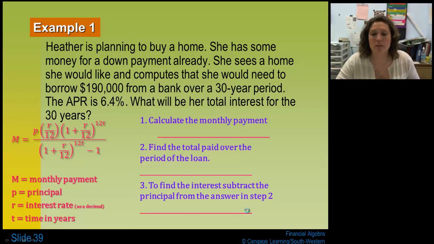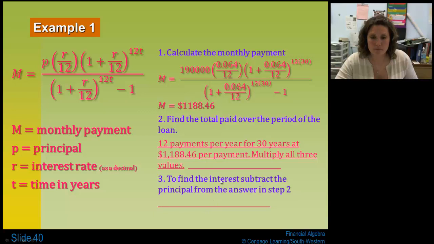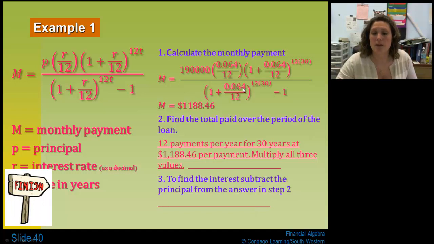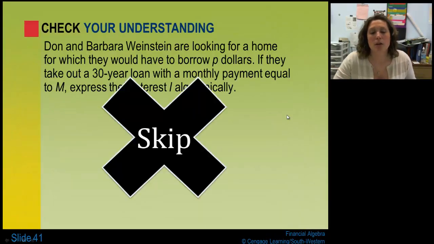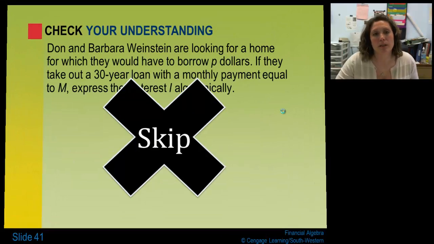So you need to go ahead and finish those 3 pieces. And if you look here, it's substituted in. Go ahead and finish step number 3 for me. So again, I did all the substitutions. Multiply the 12, the 30, and the 1188.46, and you'll get your answer in here. Take your answer in step 2 and subtract the $190,000. Check your understanding. We're going to go ahead and skip, so write that in your notes, please.